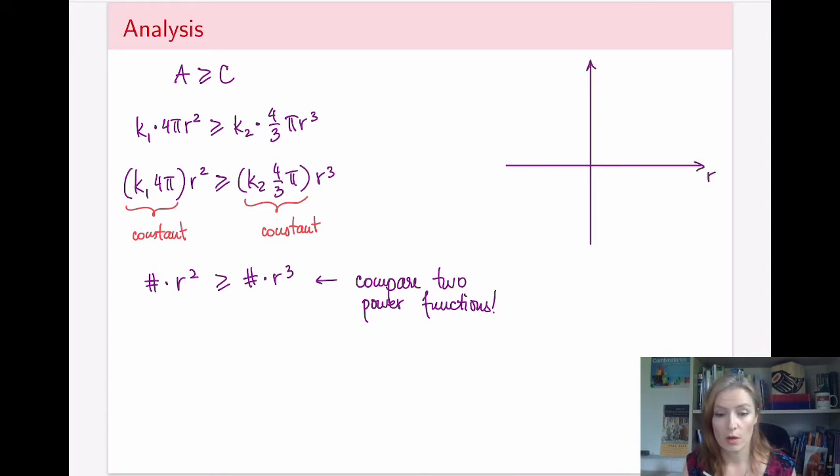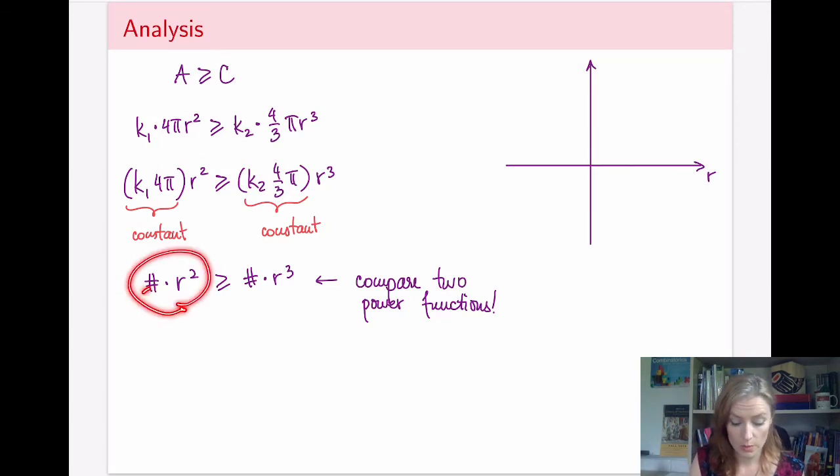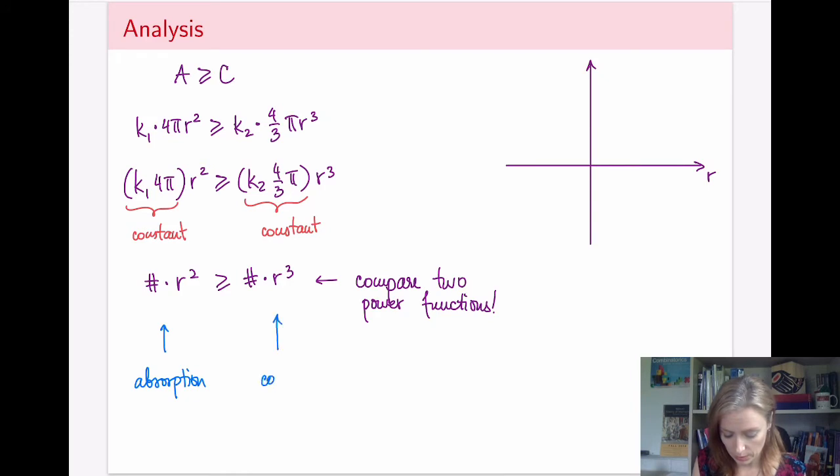This is going to be my r-axis, okay? And what I need to sketch here is this that corresponds to, remember where it came from, this corresponds to absorption. So in fact, maybe let's label this too. So this side corresponds to absorption, and this side corresponds to consumption. Okay, so let's sketch this one.